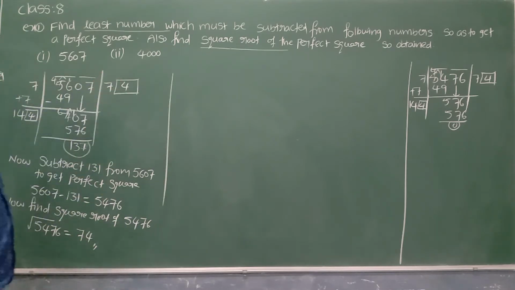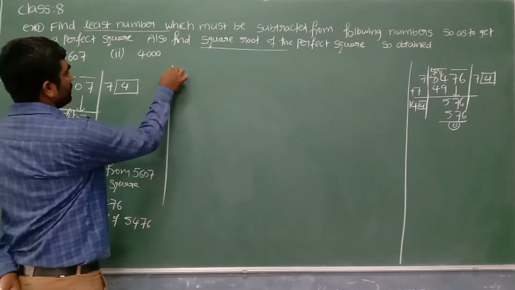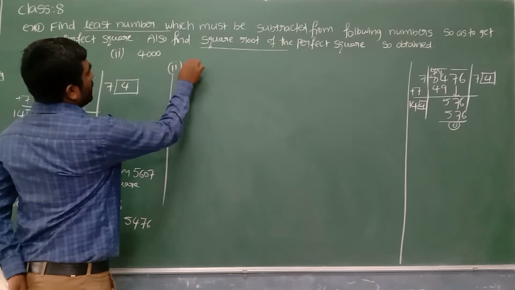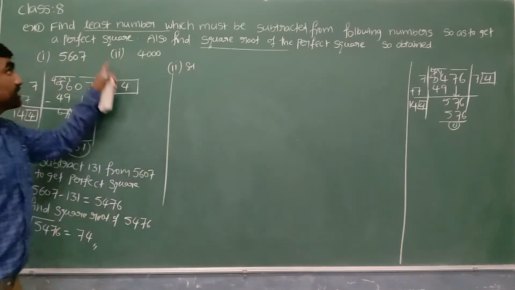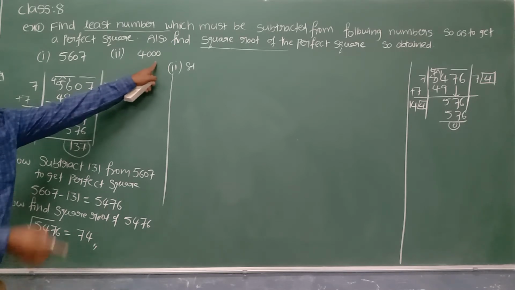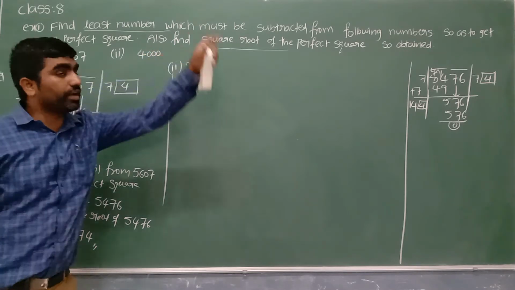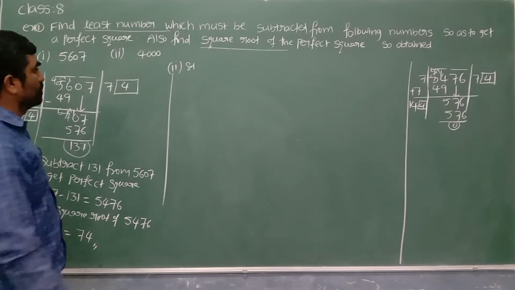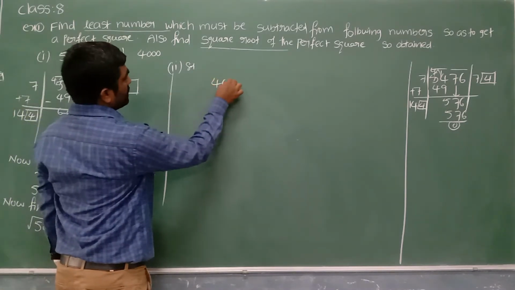Let me explain one more based on the same model. Second question: what is the least number we can subtract from 4000 to make it a perfect square? After getting the perfect square, we also have to find its square root. So let me go with the same concept.